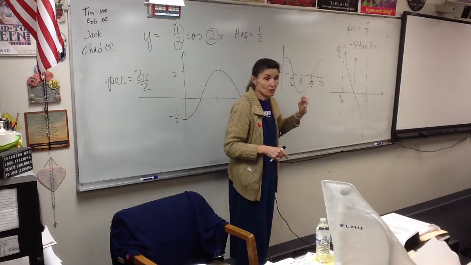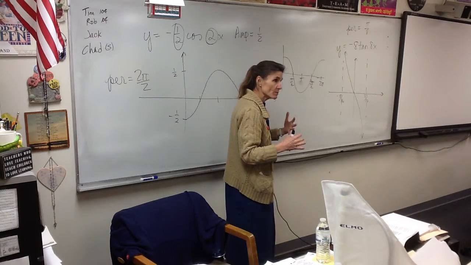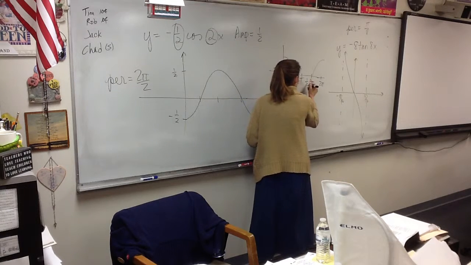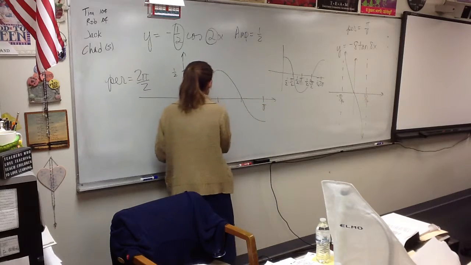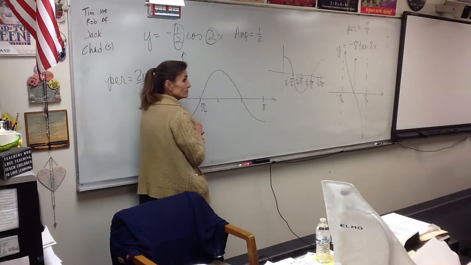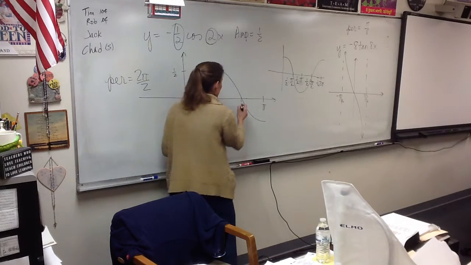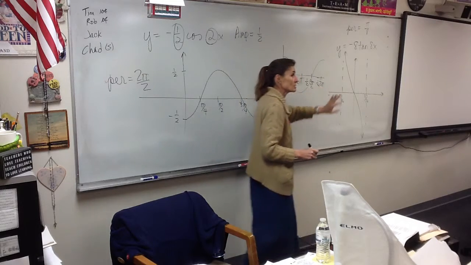So if you want to, instead of dividing by 2, what could you do? Multiply by 1/2. So we're going to multiply everything by 1/2. That would make the first label pi over 4. The second one would be pi over 2. The next one would be 3 pi over 4. And the last one, as you said, is just 1 pi.